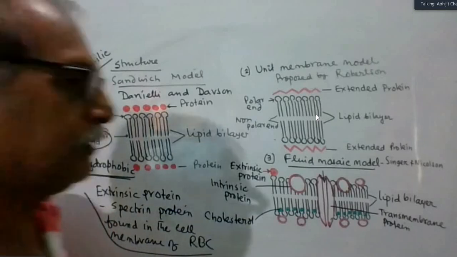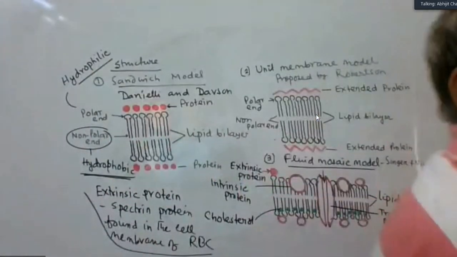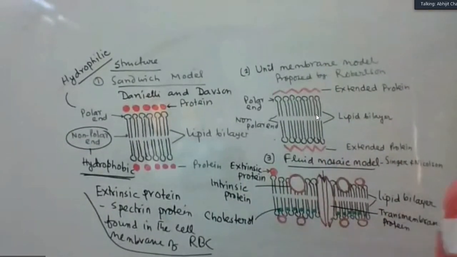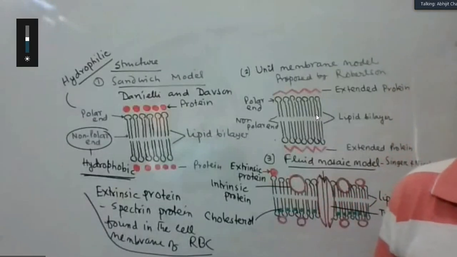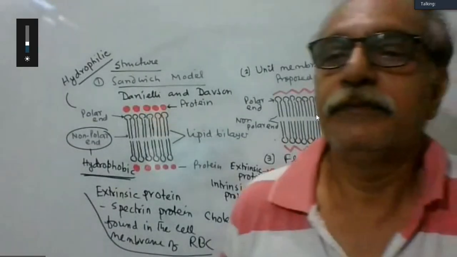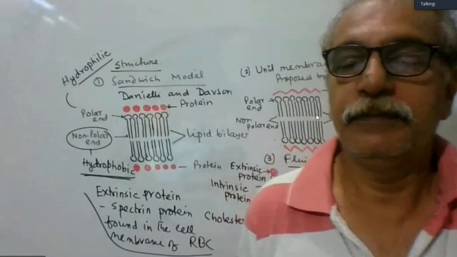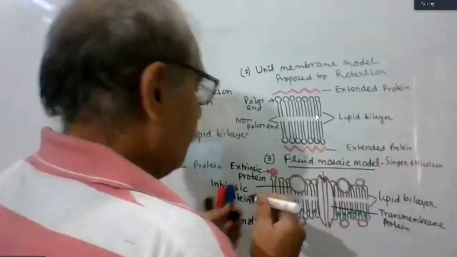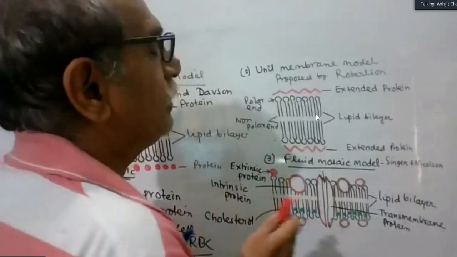Spectrin protein is actually an extrinsic protein found in the cell membrane of RBC. So is it clear to you? Look at this clearly. Suppose this is a target, if I am going to draw it.